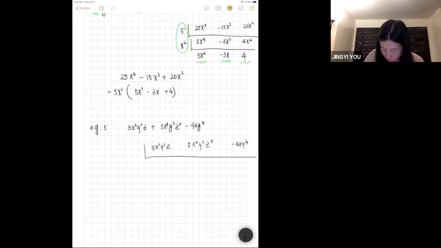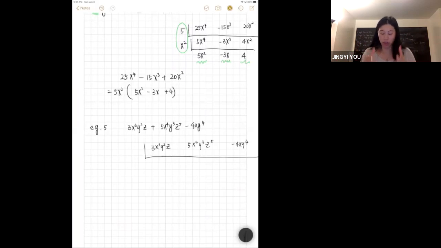Okay, so first, let's look at the numbers. I have 3, 5, and -4. Well, it seems they're prime to each other. So that means they don't have a common factor except 1. Usually 1 multiplied by everything equals itself, so we don't need to worry about that too much. So now let's move on to check the variable x, to see if they have any common factor.